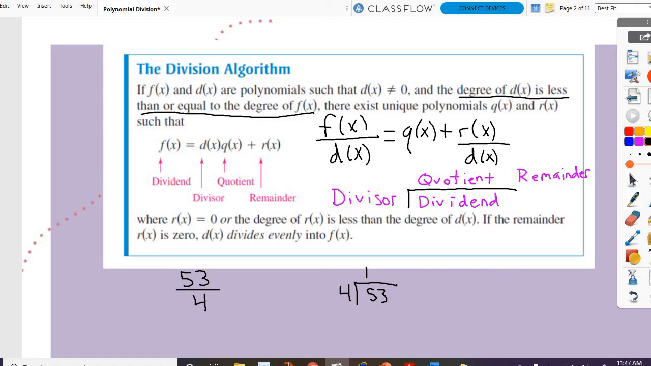Then we multiply. 1 times 4 gives us 4. Then we subtract, and we have to bring down our 3. Then we say how many times does 4 go into 13? 3, so we get 12. Again we subtract and we get 1. So we have a remainder of 1.